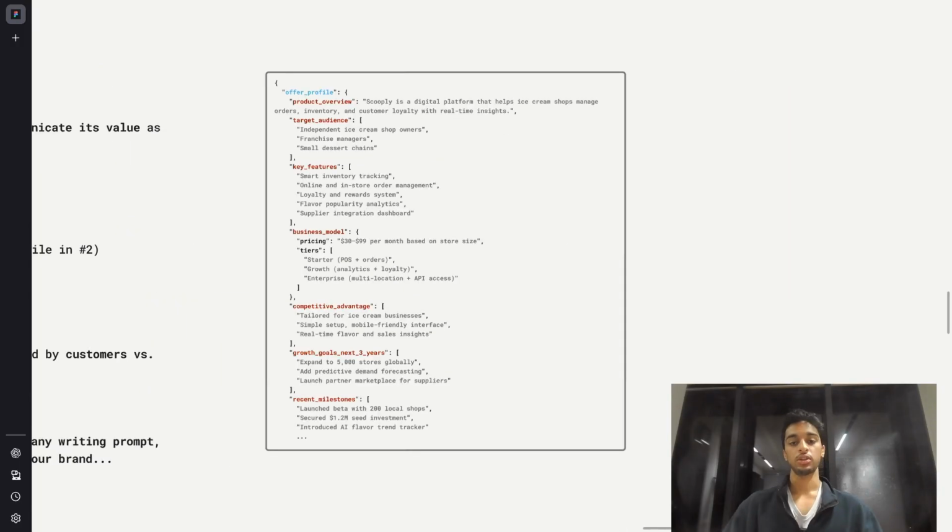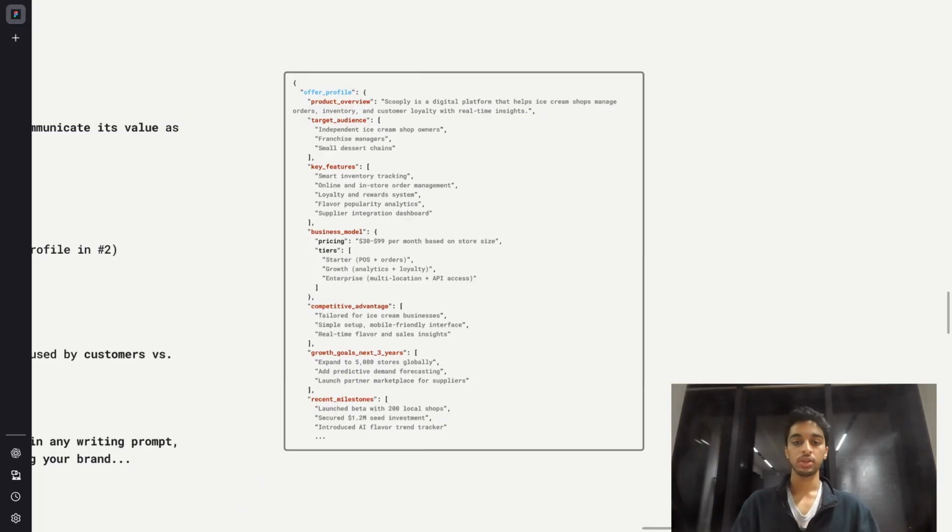So this example is actually for a SaaS platform. What it is that you're offering, a very general overview of target audience, because that part has already been covered in the first profile. The key features that you offer, your business model, pricing tiers, things like your unique selling points. So what actually makes you stand out in the market, your growth goals for the next, whatever time frame you choose. And you also want to add any primary concerns that people have over your product.